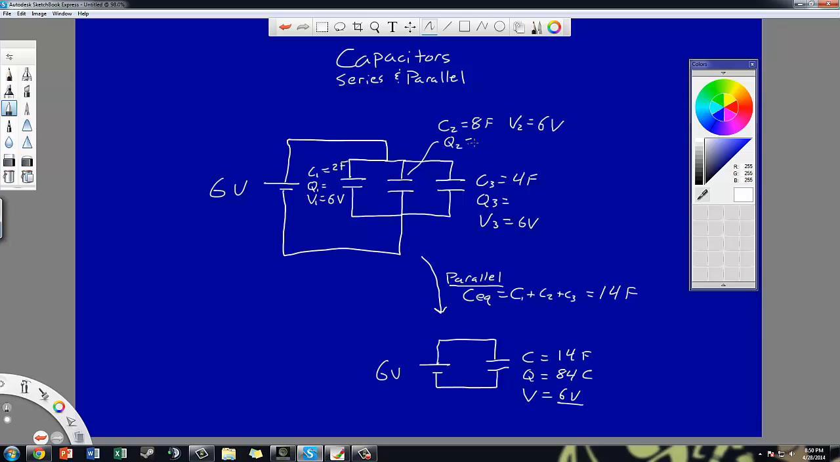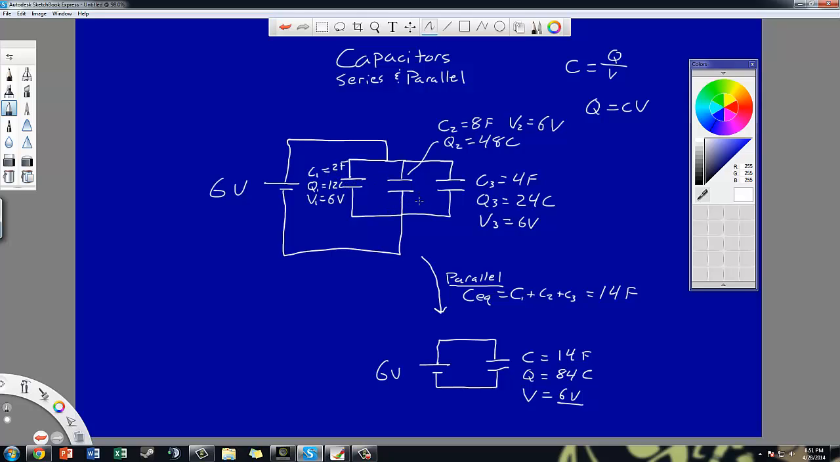Now that I have the voltage of 6 volts for each of these, I can go ahead and find my Q values. Again, just reminding ourselves, C equals Q over V. To find my charge, what I need to do is Q equals C times V. So in this case, it's 6 times 4, which gives me 24 coulombs. In this case, 6 times 8, 48 coulombs. And over here in Q1, it's 6 times 2, so 12 coulombs.